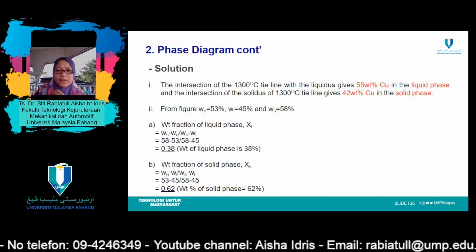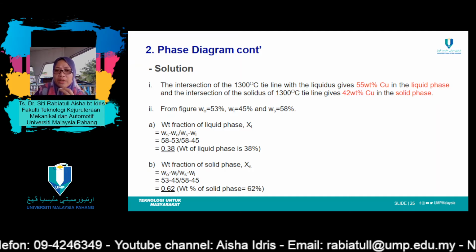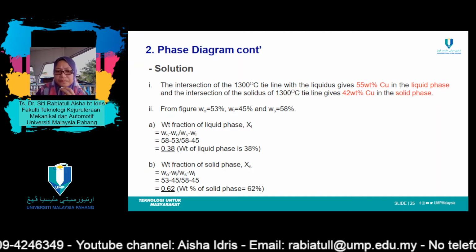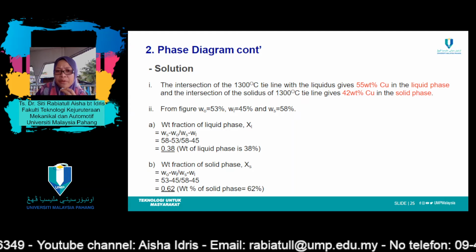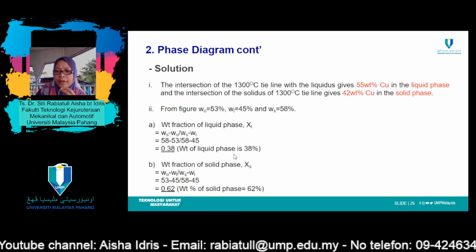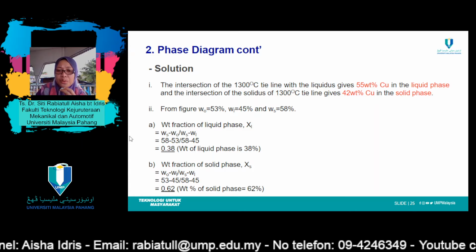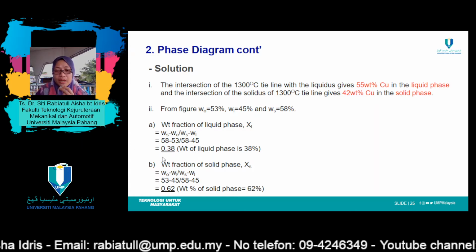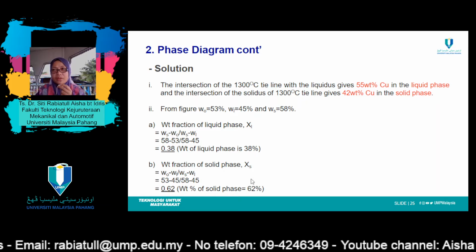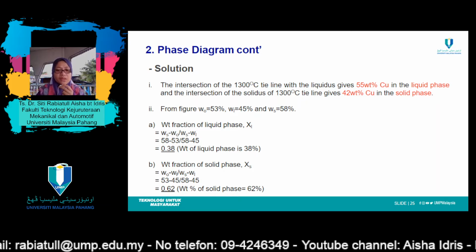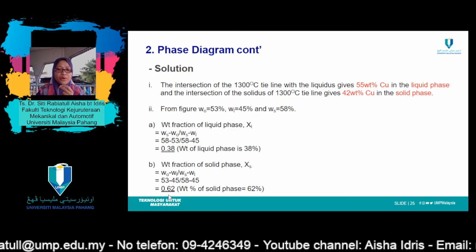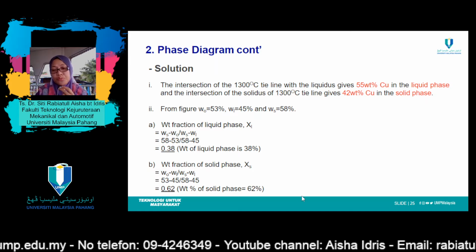Then the fraction, using the same formula for the liquid phase, is S over R plus S. So you should be able to get 0.38. The same goes for solid, which is R over R plus S. You should be able to get 0.62, or 62 weight percent.